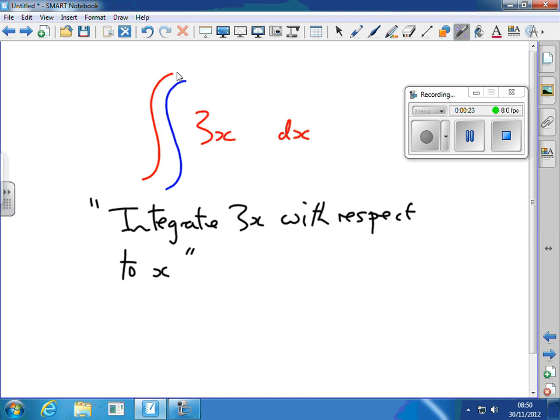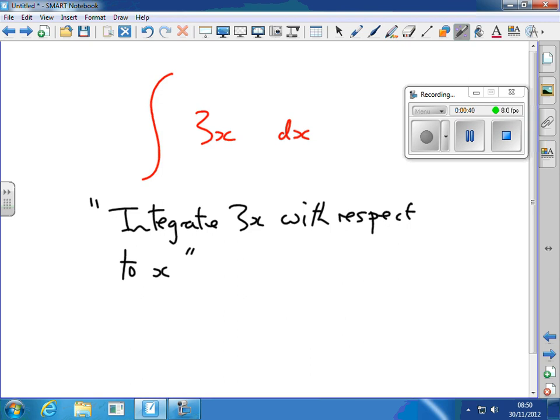3x, so that's what we're integrating, that's the function 3x. This is telling us what the variable is. So x is the variable in this integral. So that's what I'm integrating. Any other letter that appears in here will be a constant.